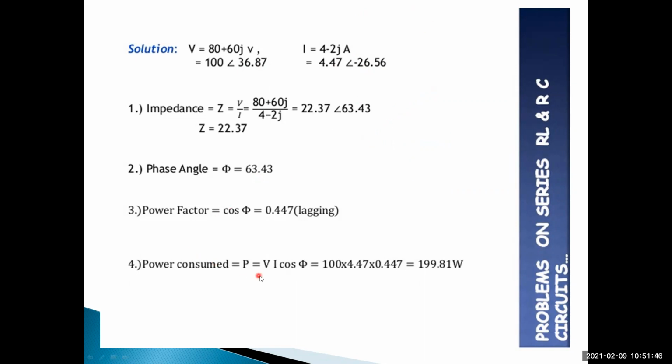And then power consumed is nothing but VI cos phi. V is 100, I is 4.47, and phi is the angle between voltage and current, that is 63.43. Cos of 63.43 is nothing but 0.447. So this is the result: power consumed is 199.81.